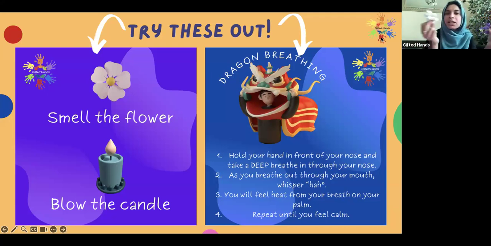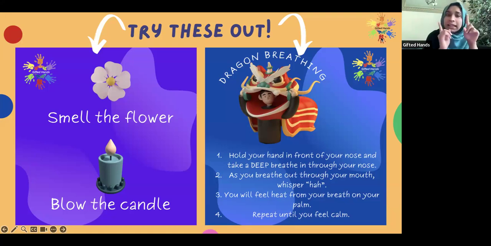So take the flower, tell the child to smell the flower. The child is going to breathe in. Then take the candle, blow. Okay. Next time, do you remember the trick I taught you? When you're feeling angry, when you're feeling sad, what is that thing I taught you?